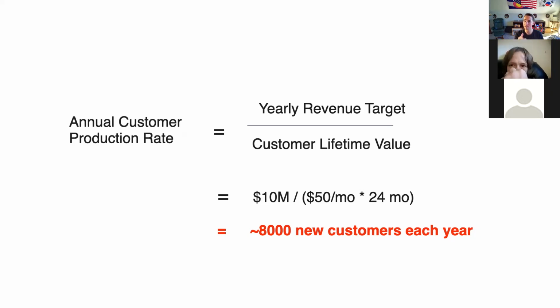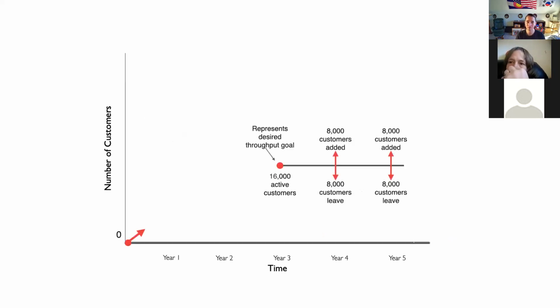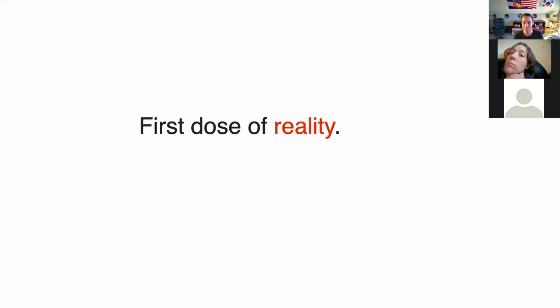But now that you have this number, this just visualizes that as soon as you get to 16,000, if it's a 2-year lifetime, 24 months, that means every single year 8,000 are leaving and you need to add 8,000 more. That's why that math works. But this is our first dose of reality: we need 8,000 new customers every single year.